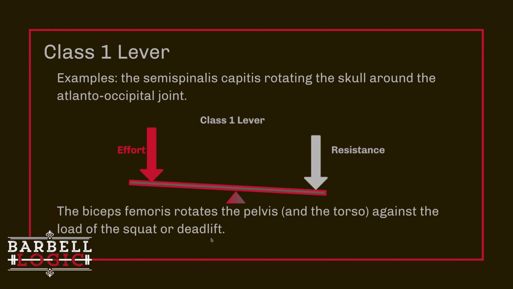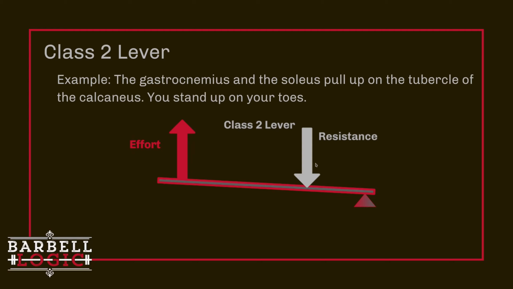There's another example, the biceps femoris, your hamstring, rotates the pelvis and the torso against the load of the squat or the deadlift. So it rotates it around the hip joint. Class 2 lever, the effort's here, the resistance is here. So you're going to have more movement here, less movement here, and more force there. So the gastrocnemius and the soleus, that's in your calf, pull up on the tubercle of the calcaneus, that's your heel. You stand up on your toes. It's a class 2 lever.